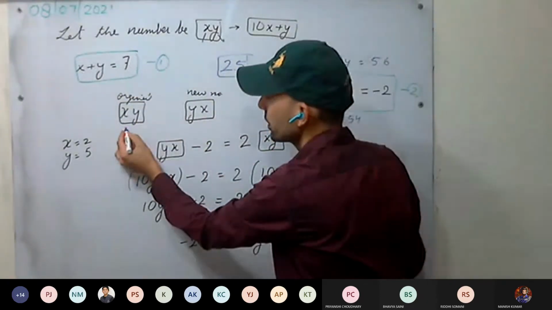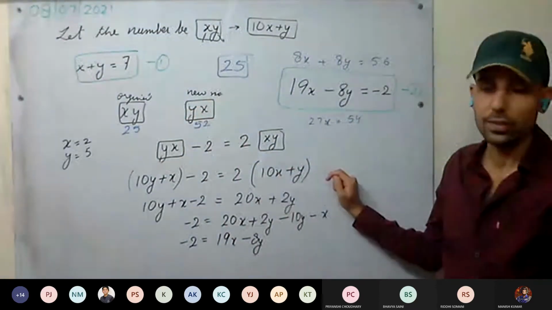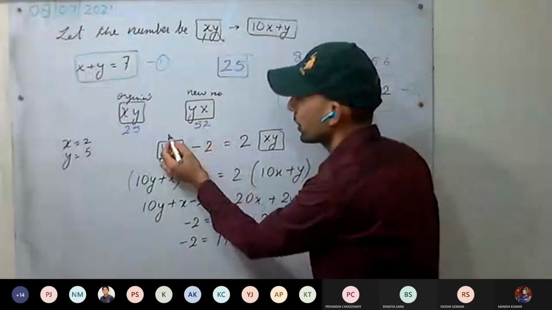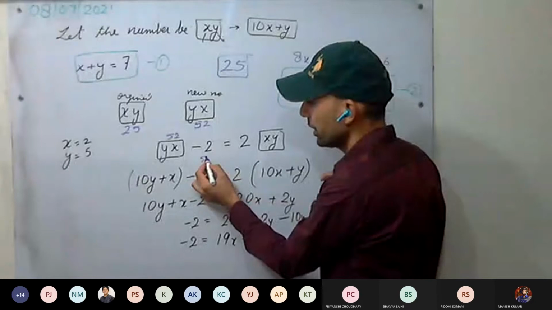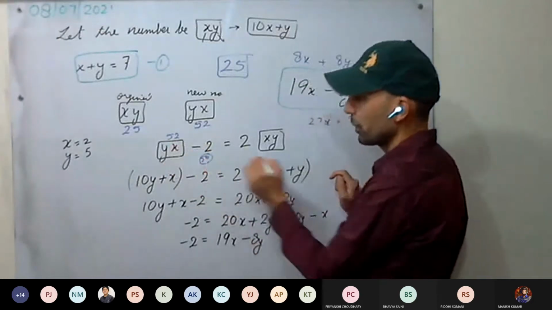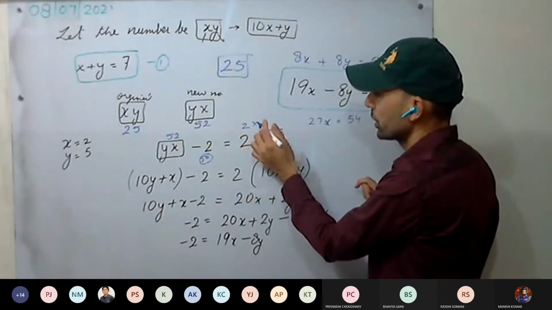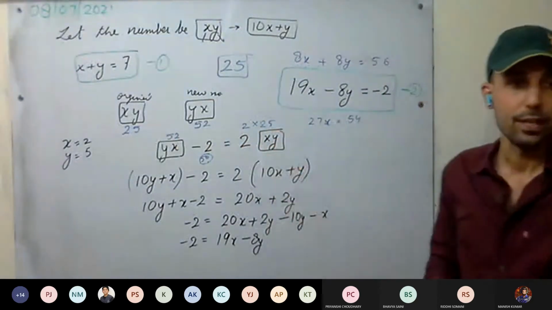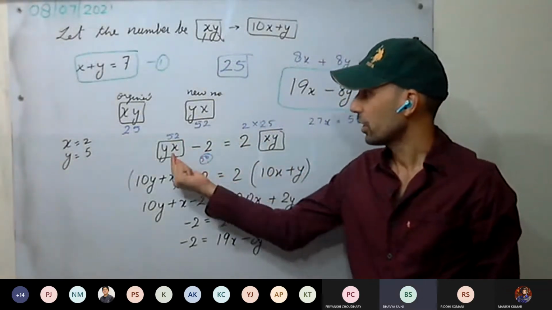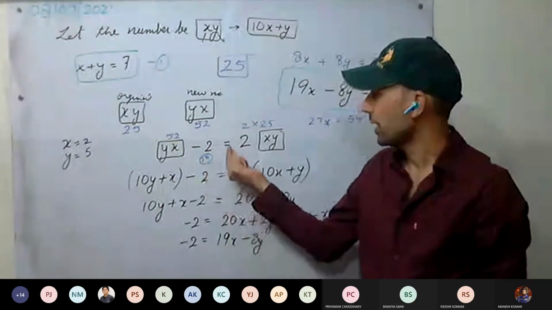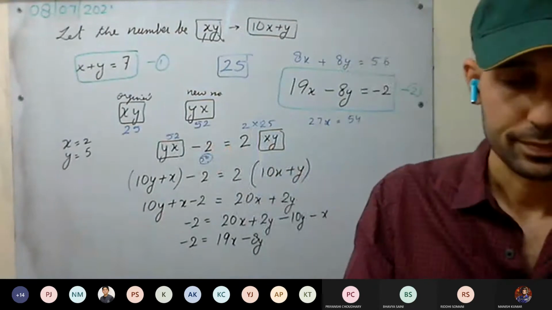Original number was 25. New number will be 52. Yes or no? New number is 52. If the new number is reduced by 2, it will become 50, and that will be equal to twice the original number. Twice the original number means 2 into 25, 50. Have you understood this one? Yes, sir.